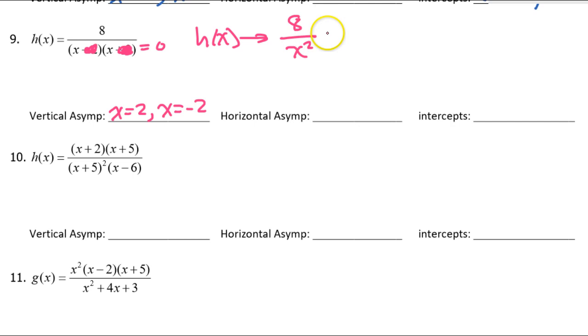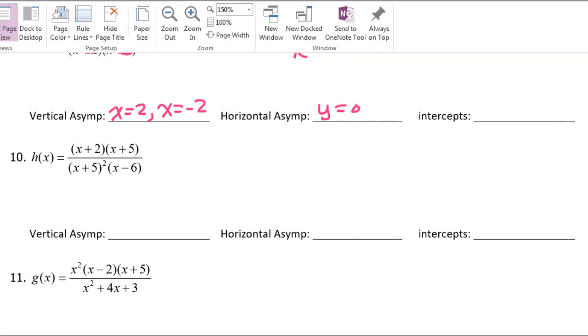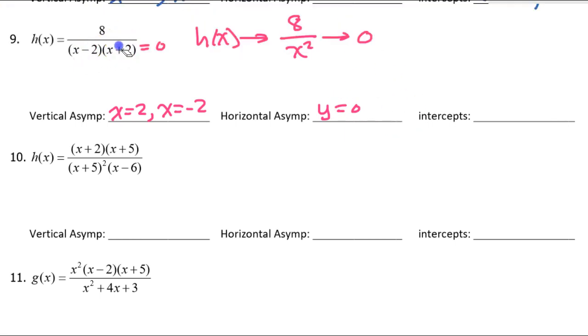As the x gets bigger and bigger, this is going to approach 0. All right? If you have a larger and larger denominator, the fraction is getting smaller and smaller. So horizontal asymptote is y equals 0. Now for the intercepts. You get the y-intercept by letting x equal 0. So if I put a 0 here and here, that's going to leave me with 8 over negative 4, which equals negative 2. So that means that the y-intercept is 0, negative 2.